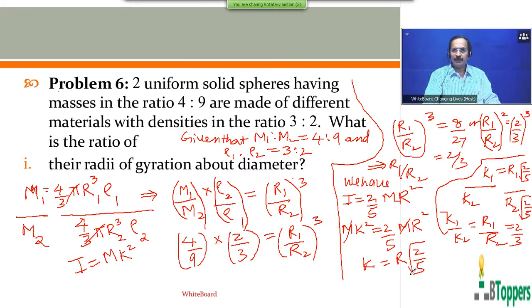So if you want to copy the solution of the problem, you can pause and copy the solution of the problem.